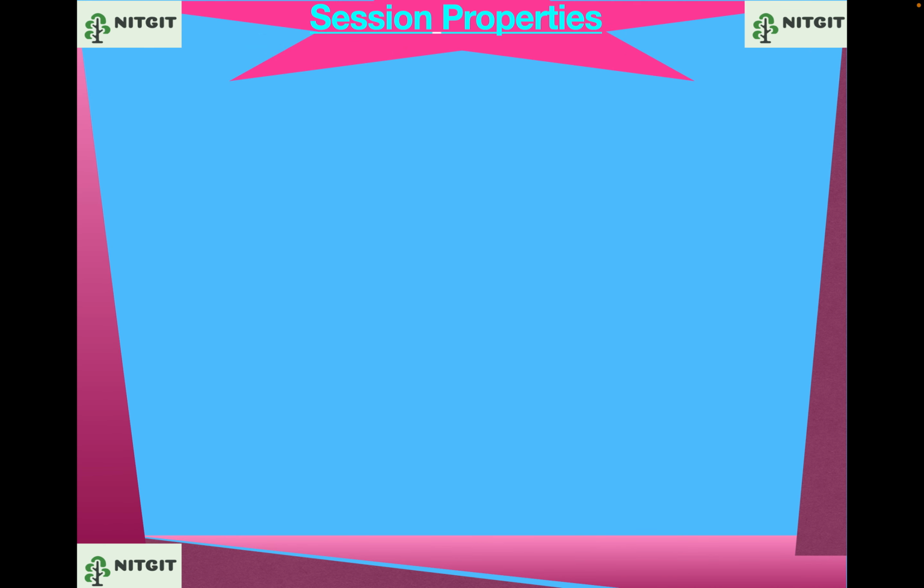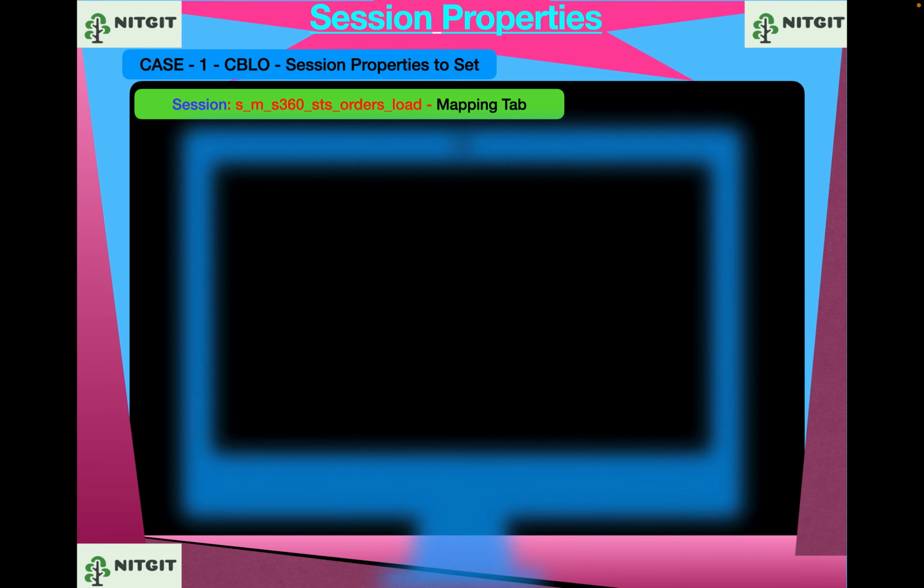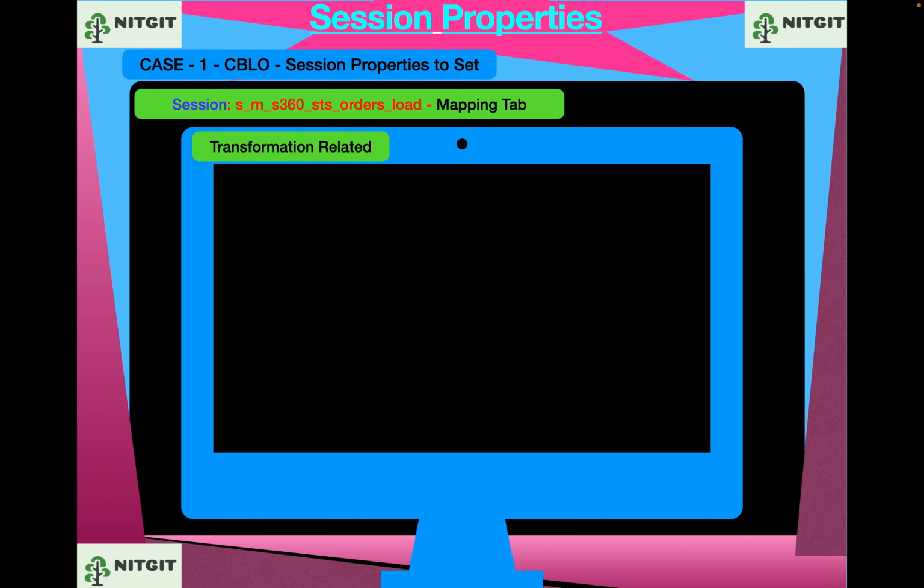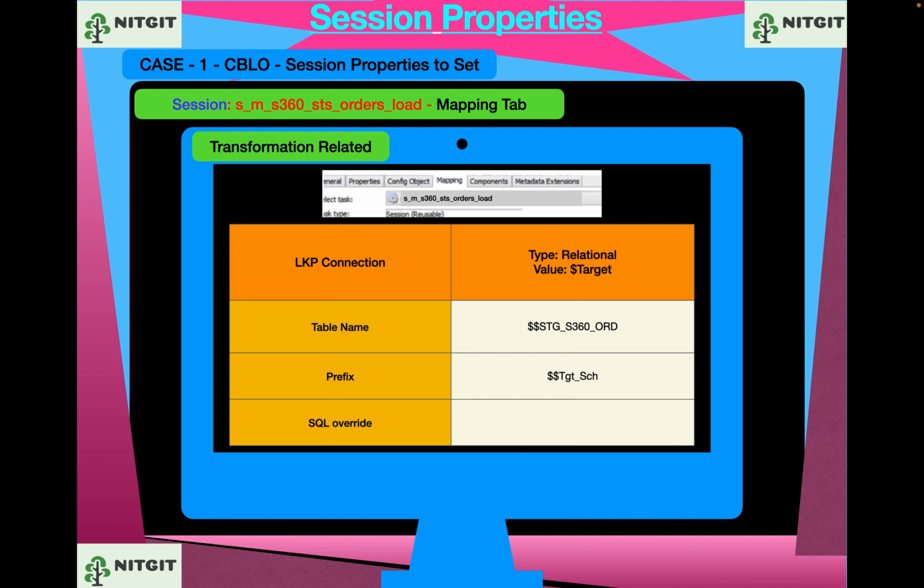Let us see the transformation, because we have one lookup there. Lookup is a transformation which reads from a database, so we have to set its properties. Let us see what properties we can set. So there's the lookup connection. You have to select $target, because the target database and the target lookup connection are also the target. So that's why I'm using the same target variable here.